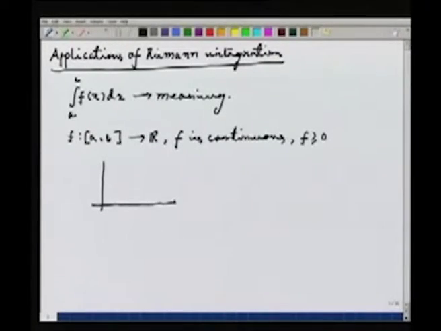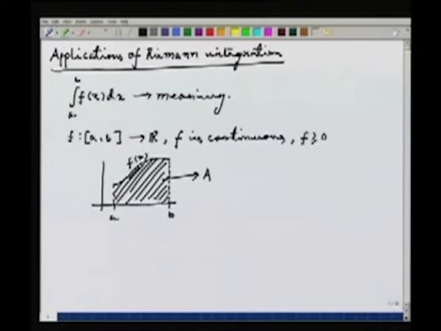The picture looks something like this. This is the point A, this is the point B, and let us say this is my function f. This is f(x). Now let us concentrate on this area. This is the area I am interested in. I want to find the area of this region. Call this area A. Intuitively you know that there is something called area of this shape also.